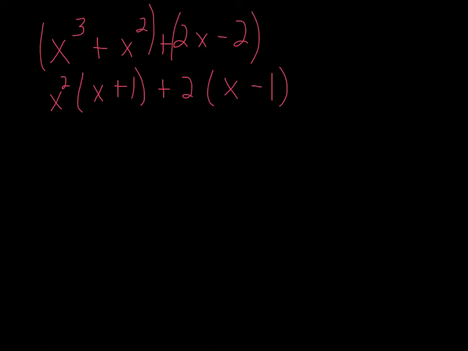We don't have a common factor in there, because x plus 1 and x minus 1 can't become the same thing. So we're done right there. You're all done with it. You can't do anything with it. So you're all done.